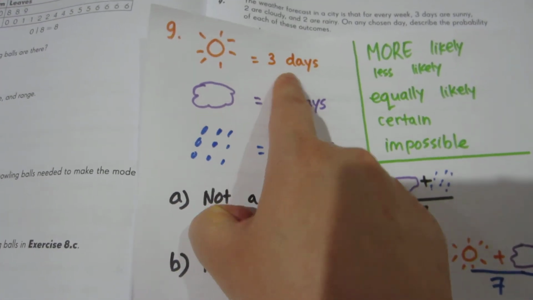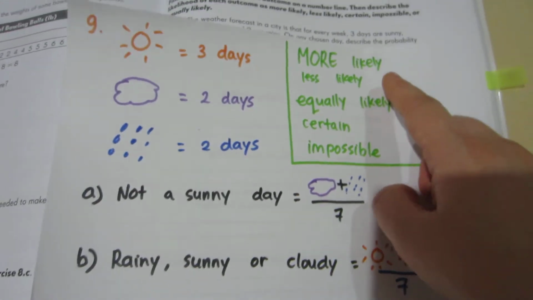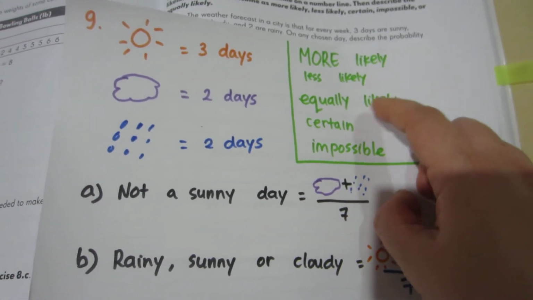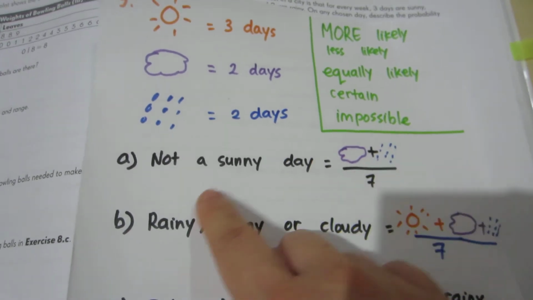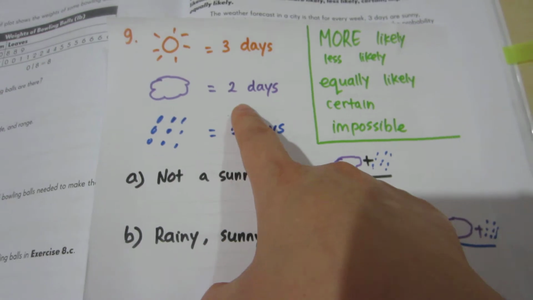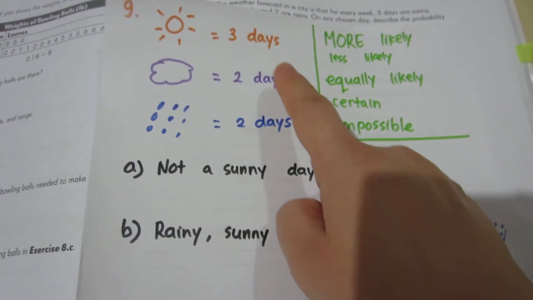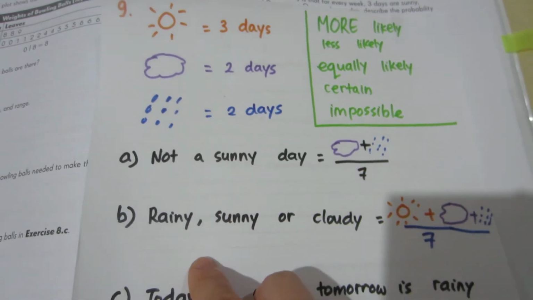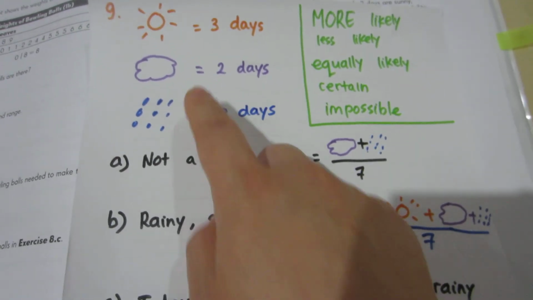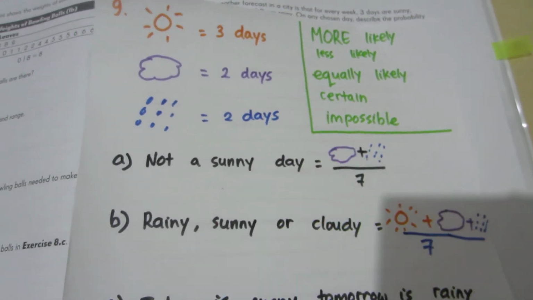sunny happens for 3 days, the cloudy happens 2 days, and then the rainy for 2 days. Now you have to answer with one of these: more likely, less likely, equally likely, certain, or impossible. The first question, not a sunny day. So you have to count the cloudy and the rainy over 7 because there are 7 days. 3 plus 2 plus 2 is 7. Rainy, sunny, or cloudy. So you have to add up everything over 7 because there are 7 days.